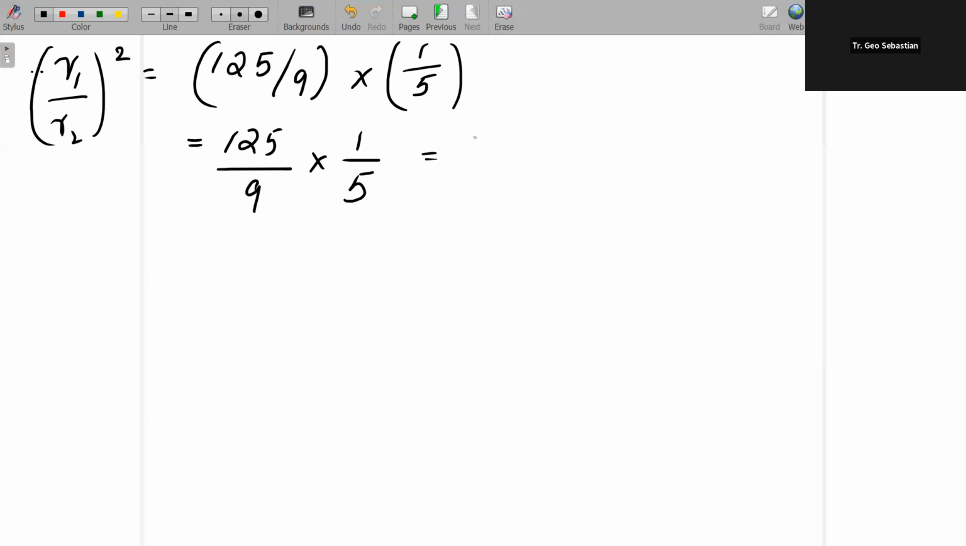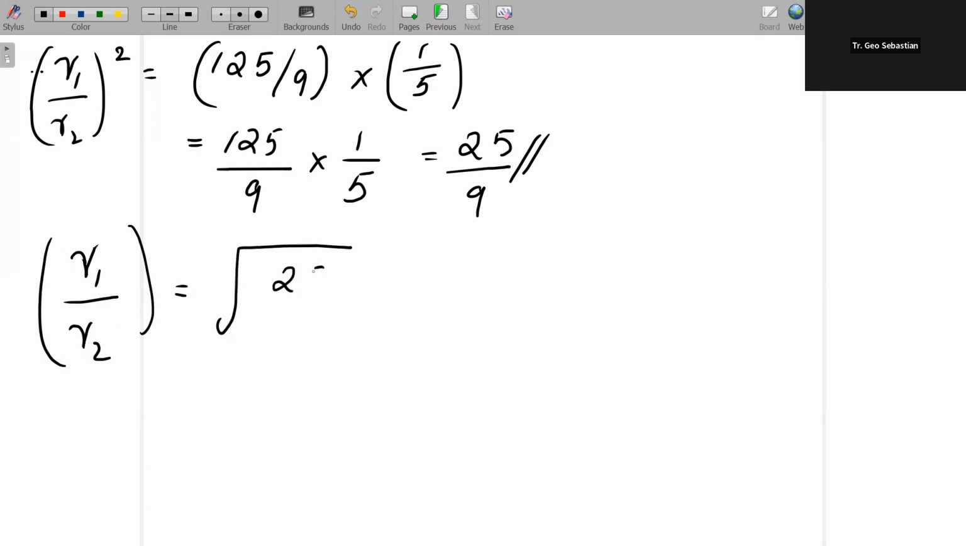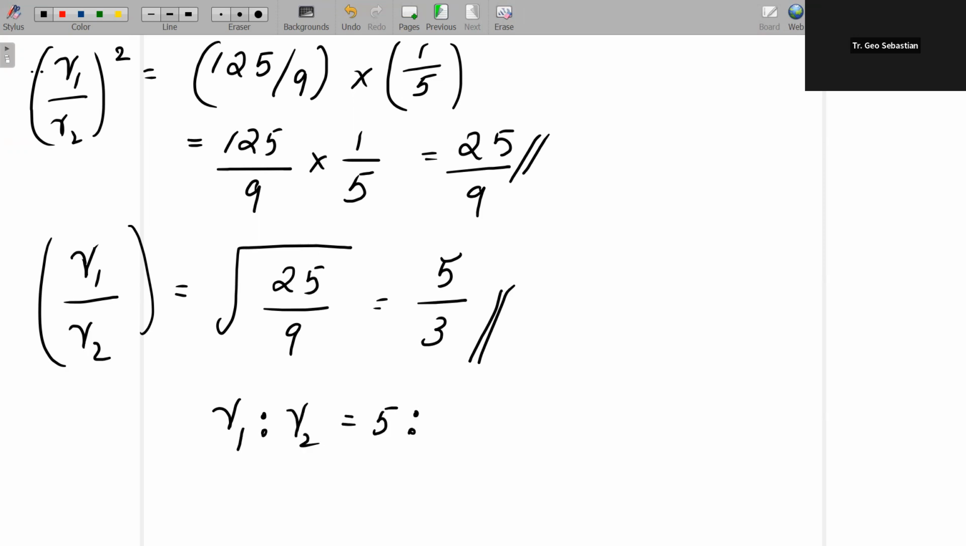I think I'll get 25 by 9. This I can solve as 25 by 9, right? Yes. Now listen carefully. V1 by V2 will be the square root of 25 by 9, isn't it? So you will get 5 by 3. Therefore, V1 is to V2 is nothing but 5 is to 3. Got the answer? Children, please understand.